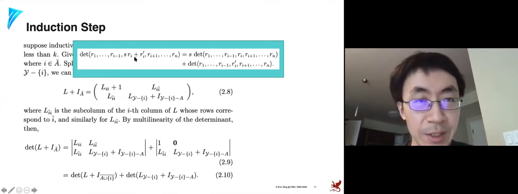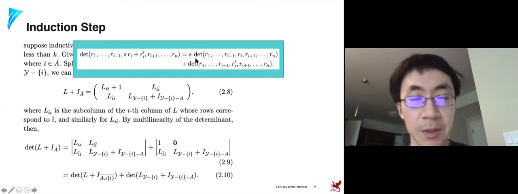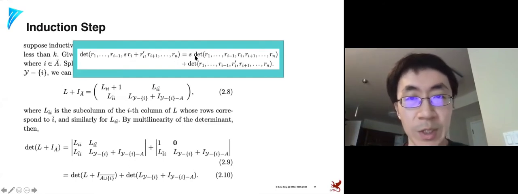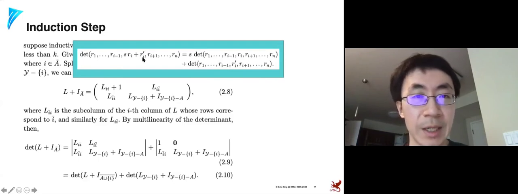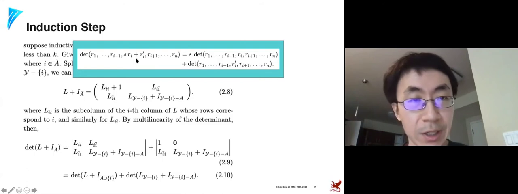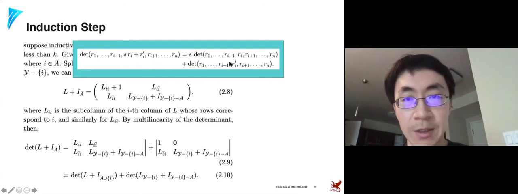So the multilinearity means if you have a matrix where one of the column vectors is a linear combination of two vectors, we can write them apart. For the scalar multiplied by this vector, we can write it as the scalar multiplied by the determinant of the matrix formed by this column vector Ri, then plus the determinant of the matrix formed by another vector Ri prime. You can clearly see that there is a linear structure here, right? So given this linear combination, you can break it into a linear combination of the determinants.